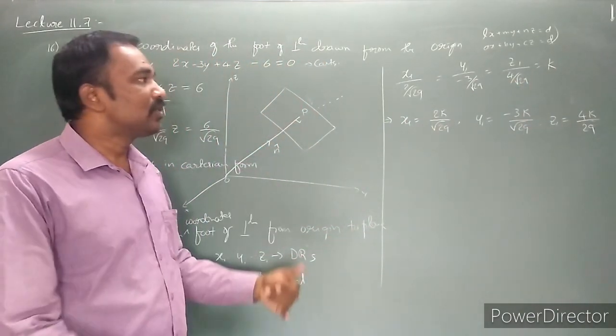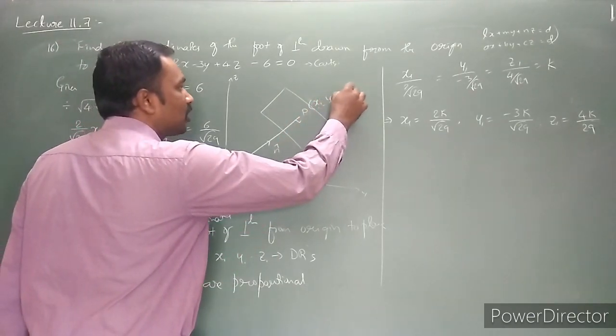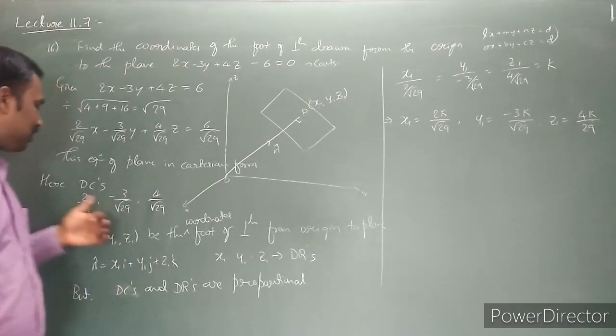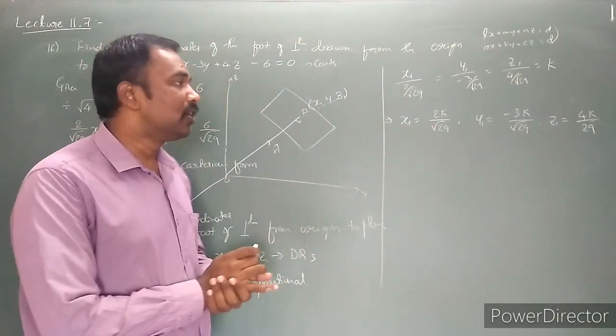Next, here the x1, y1, z1 values are in this manner. Here we consider x1, y1, z1 as the foot of the perpendicular. Here the unknown value k is there. We need to find the k value. How to find k?